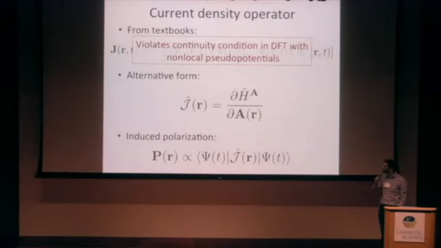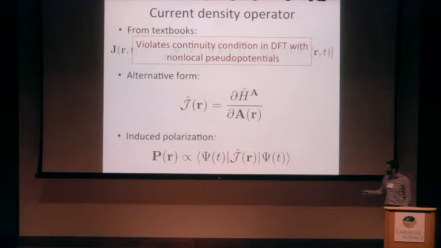You could ask me after the talk. But this definition of the current density actually satisfies the continuity equation and gives a physically meaningful value for the current. So the induced polarization is something like a matrix element with this current density operator.